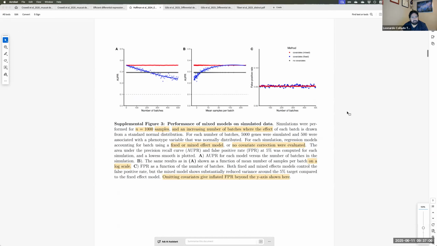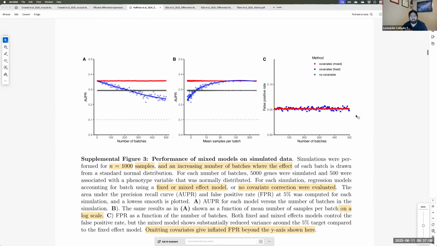Yeah, this supplemental figure 3 is probably the one that is of most interest to us. This panel B here, the x-axis is the samples per batch. Now, the Dreamlet paper is talking about super large data sets, but we don't have large data sets. We're probably going to be in the range between 3 and 10 samples per batch. And here, the difference you should be focusing on is the difference between red and blue. So let's say we're at 5 or so.